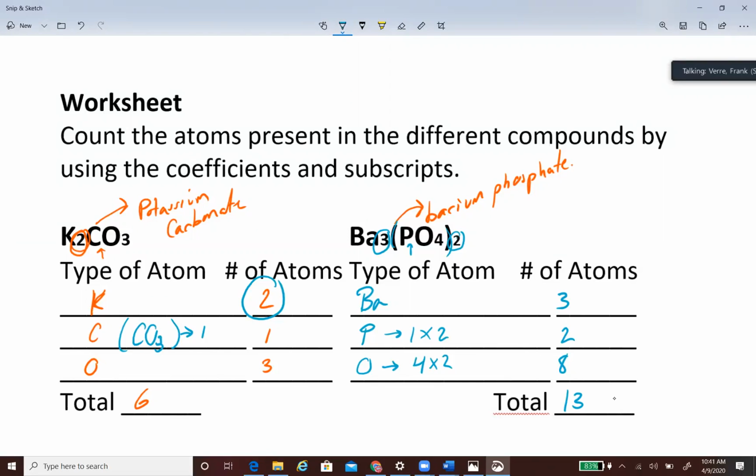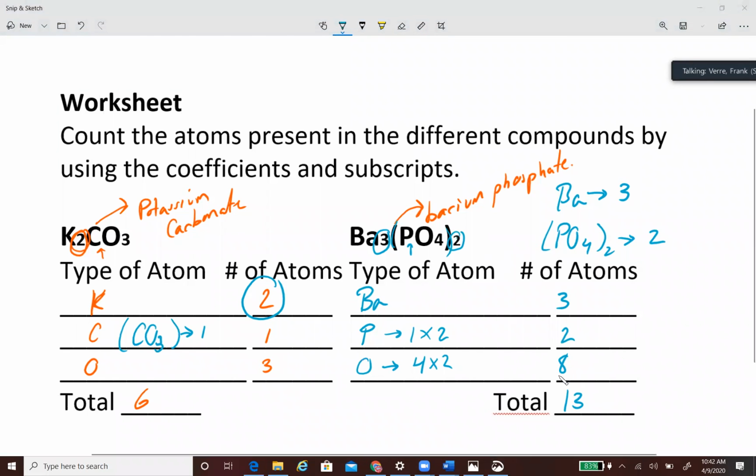If we look at it as barium and then phosphate, and we don't think of the phosphate as separate atoms, just as one thing, as a polyatomic unit, then another way of looking at this is we have 3 barium and we have 2 phosphate. Okay, that's another way of looking at it. All right. Questions so far? I'll just keep checking the chat if anyone has any questions.